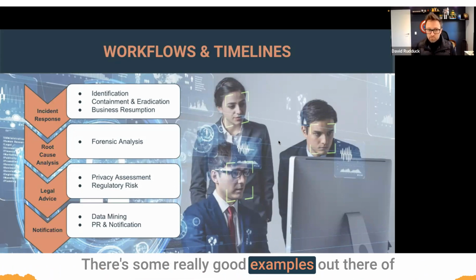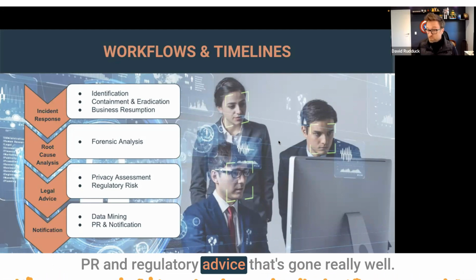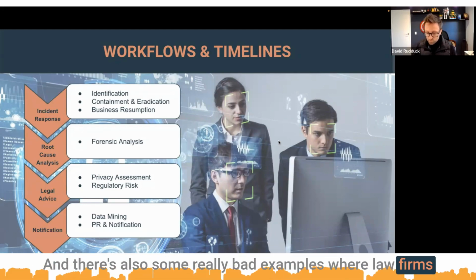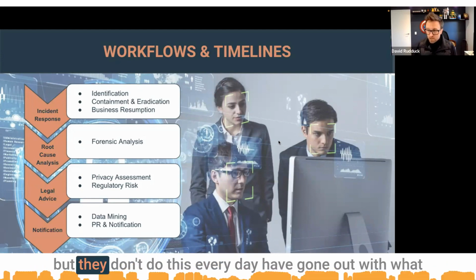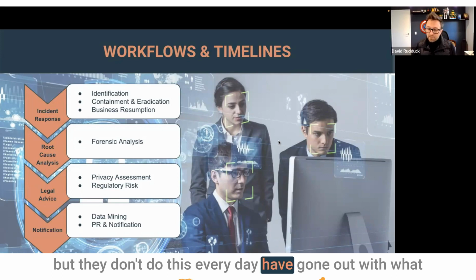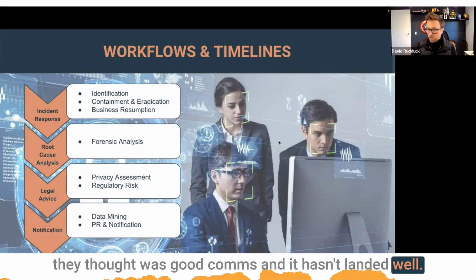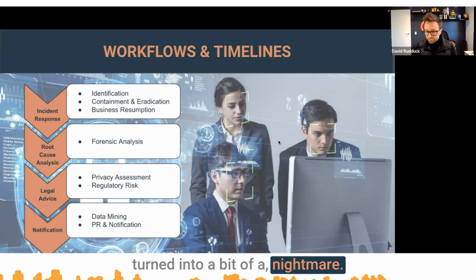There's some really good examples out there of PR and regulatory advice that's gone really well. And there's also some really bad examples where law firms who are probably very amazing established law firms, but they don't do this every day, have gone out with what they thought was good comms, and it hasn't landed well, and it's ended up in the media and turned into a bit of a nightmare.